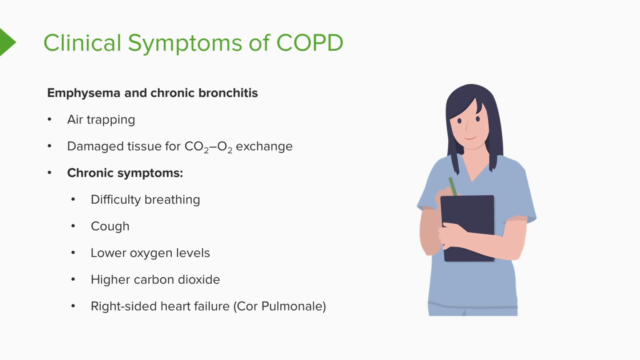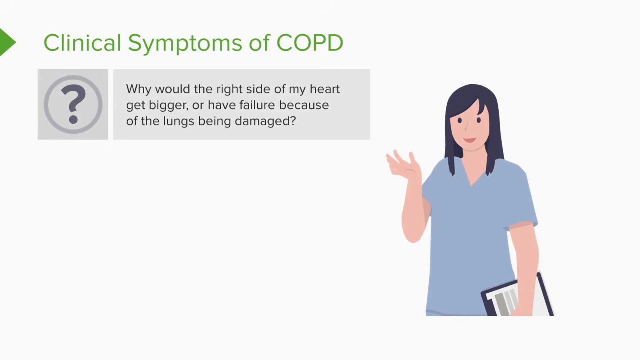Okay, now let's get fancy. You guys are sharp enough to figure this out with me. If I have COPD, I'm at an increased risk for right-sided heart failure or cor pulmonale. So before I give you the answer, I want you to pause the video and just think about one thing. These lungs are really, really damaged. Why would the right side of my heart get bigger or have failure because of the lungs being damaged?